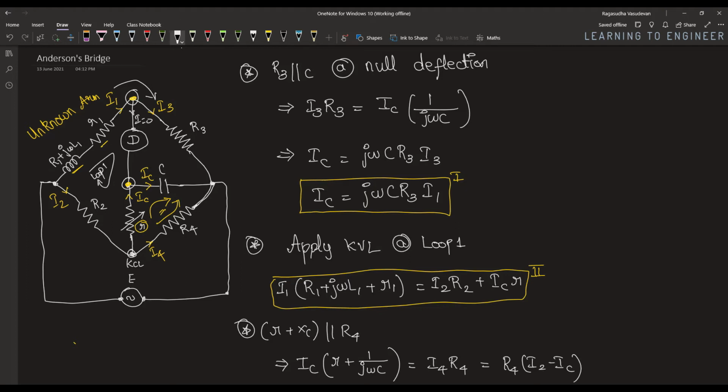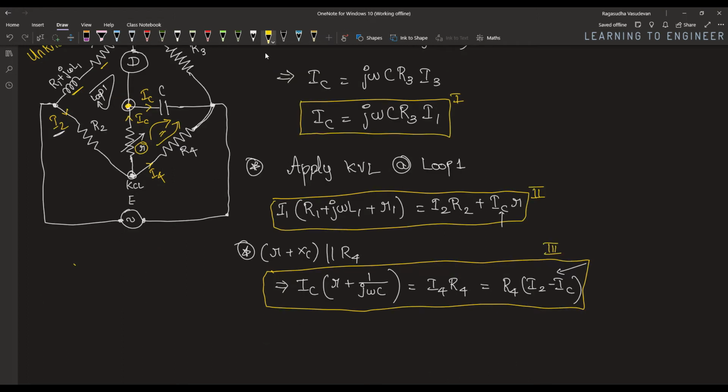We are going to stick to the terms of I2 and I1 in this equation. We have an extra current over here. We have an extra current of IC. So, what can we do? We found out the value of IC. So we are going to substitute for IC in both these equations, here as well as here. I am marking this one to be equation 3. I am going to substitute the value of IC in both these equations.